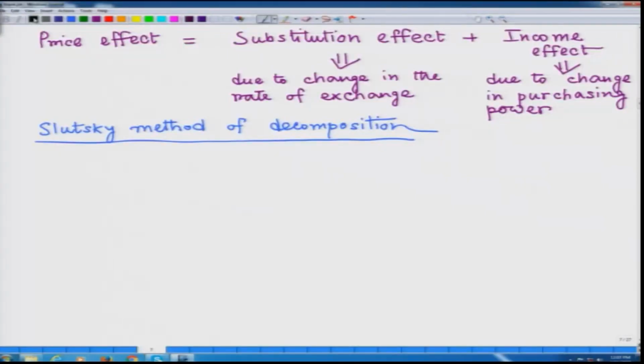Let us now look at the Slutsky method with the aid of a diagram. This is slightly complicated, so please pay attention. The drawing of this diagram is not that easy. So, we are working with two commodities as usual, x1 and x2. Let us start with the initial budget line. We name it AB.